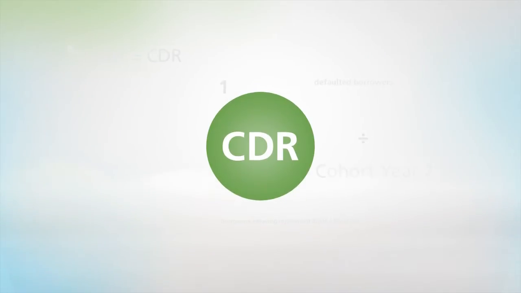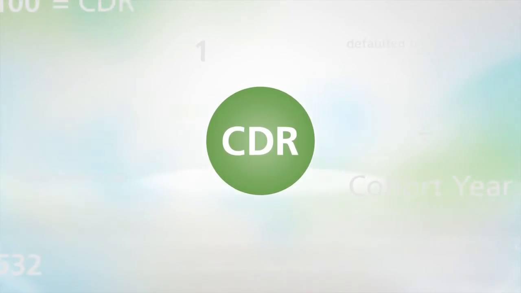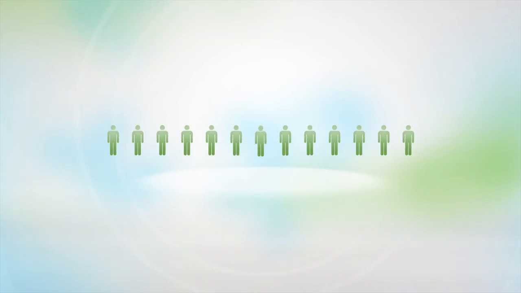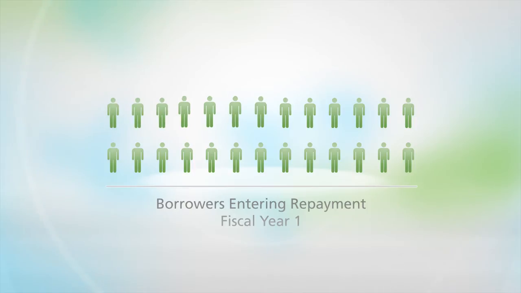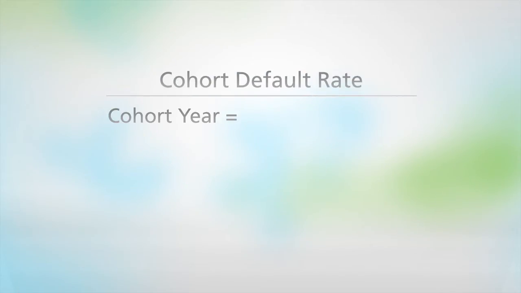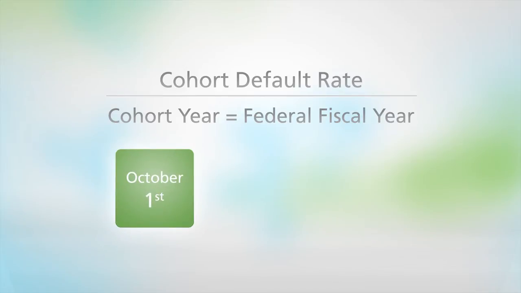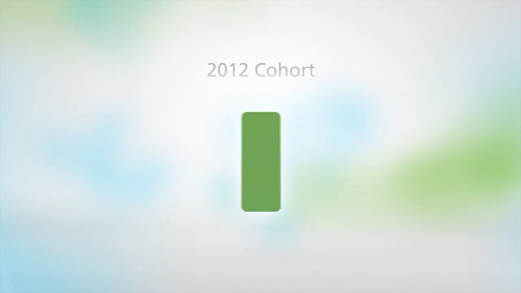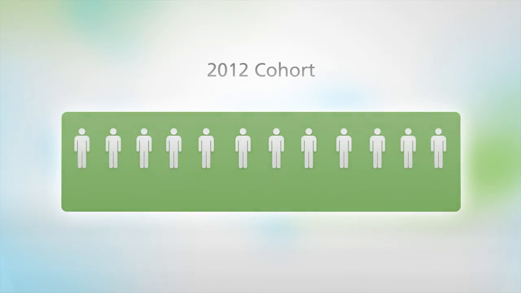The cohort default rate formula may seem somewhat complicated, so let's break it down to its simplest form. First, it's important to know the rate is derived from the number of borrowers who enter repayment during a fiscal year and not the number and types of loans each borrower carries. Each cohort year is based on the federal fiscal year, beginning October 1st and ending on September 30th of the following year. For example, your cohort consists of borrowers who went into repayment between October 1st of a fiscal year and September 30th of the following year.